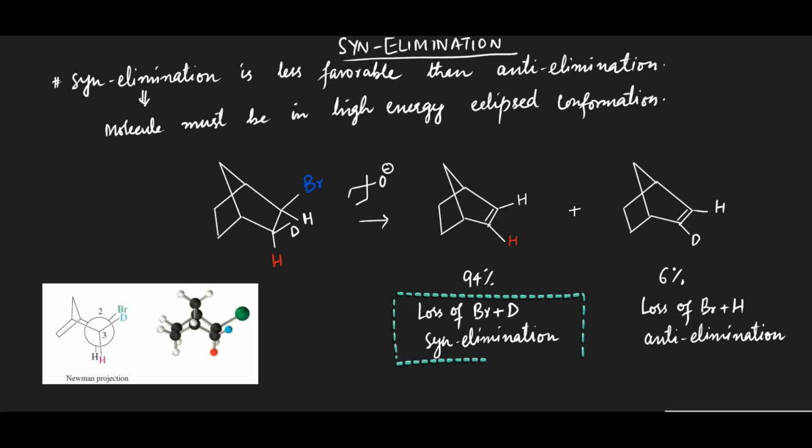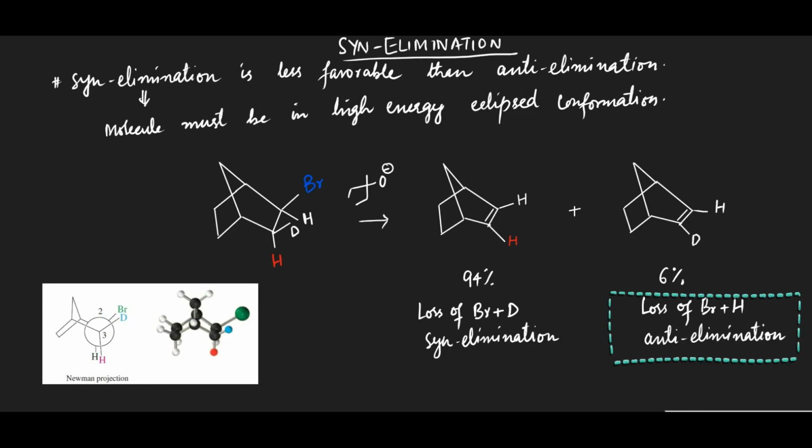Syn-elimination results in the loss of the D and the Br, so the product contains no deuterium, whereas anti-elimination results in the loss of H and Br. So the product still contains the deuterium.